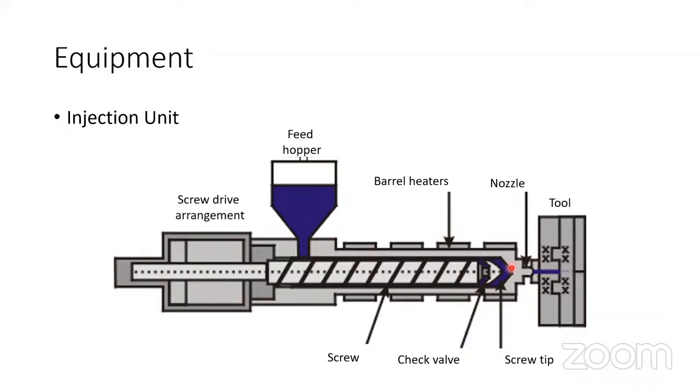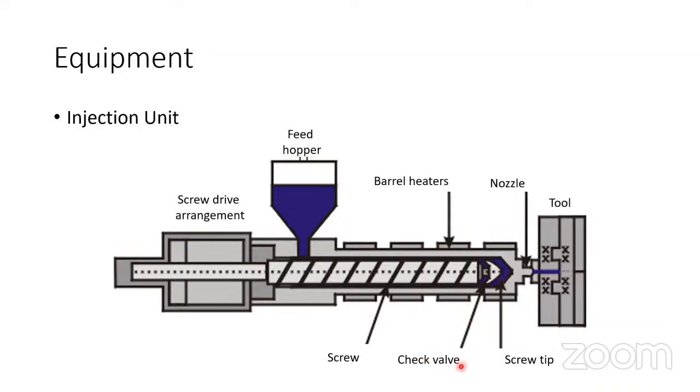Now, here is the screw tip. It is a conical type, as seen over here. Why is it conical? Because the pressure should be uniform. Material should not stagnate here.